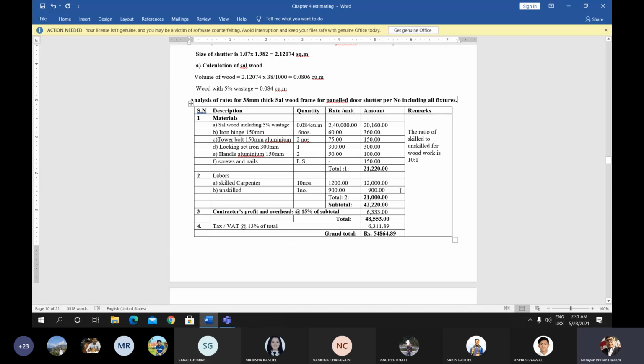So the door shutter is very expensive here. Now contractor profit, overhead and VAT are provided as in the usual trend, which gives the grand total cost of providing the shutter of size 1.07 by 1.982 of 38 mm provided with these fixtures, which will cost per number 54,864 rupees 89 paisa. This is the per unit item cost of the door frame.